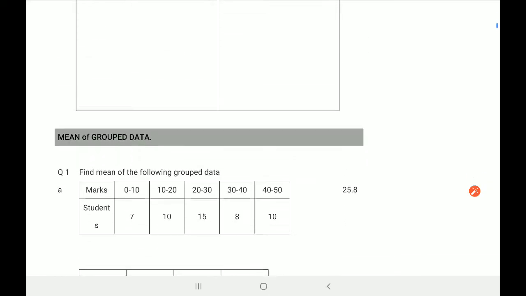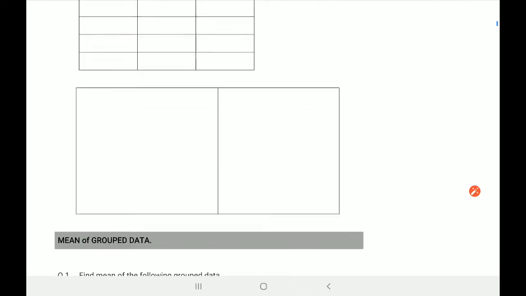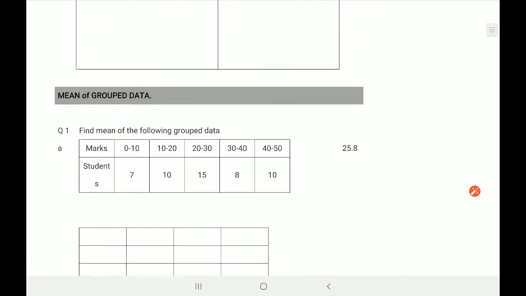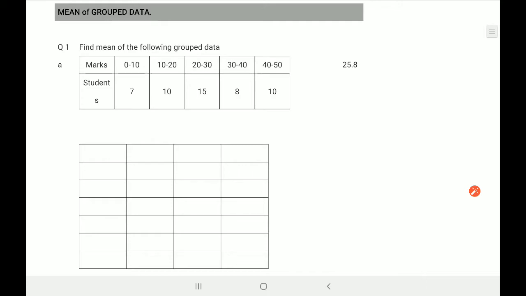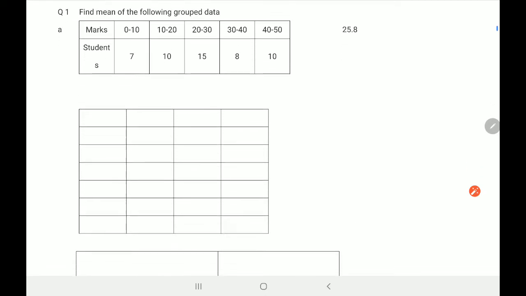ओके, तो यहाँ से अभी 10th शुरू हो जाता है. तो in case if you did not do all these questions, then also it's okay, but from here you have to basically concentrate properly. Mean of the grouped data. So what is the difference between last year's mean and this year's mean? The only difference here is, instead of being given this as ungrouped, the classes are given as grouped.